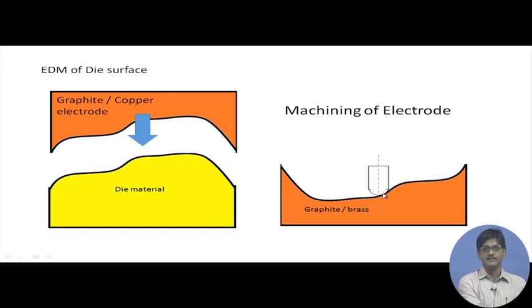So, if this is the inverted electrode which was used previously, we can use a ball ended milling cutter on a 3-dimensional machining center and cut it out. So, here the application of 3-dimensional machining is very much required.